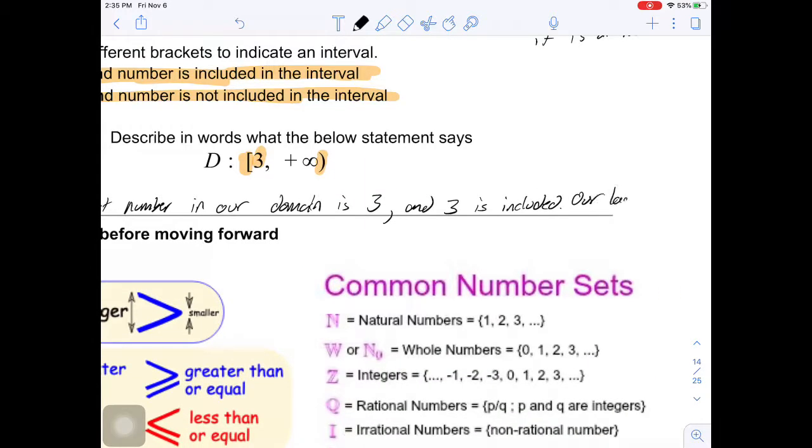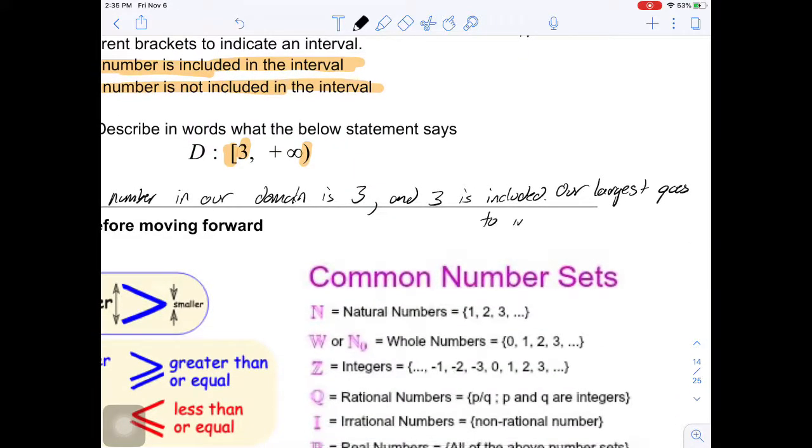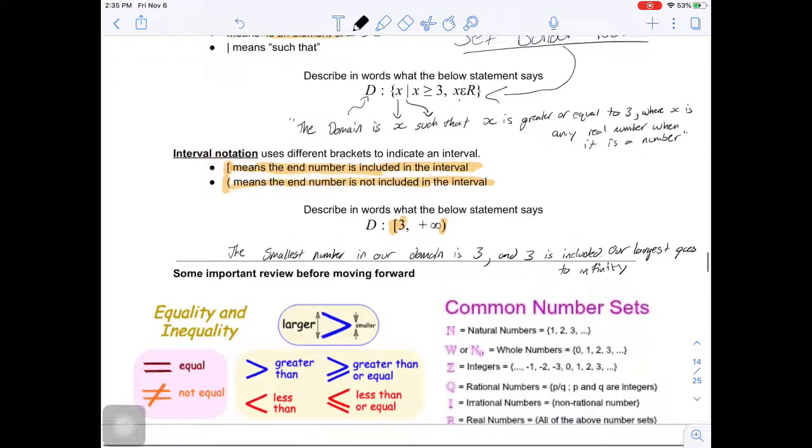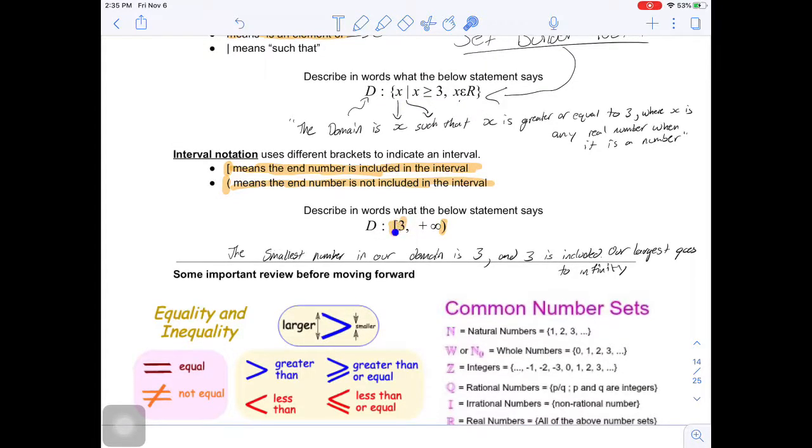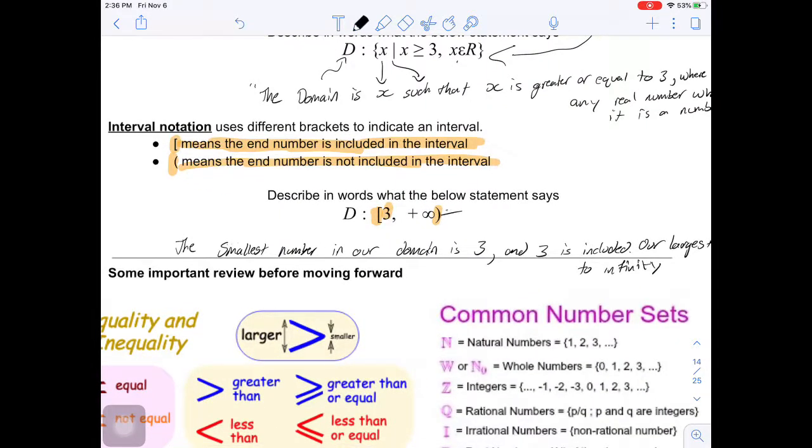Our largest number goes to infinity. Believe it or not, this explains the exact same domain as this: x would be larger than or equal to 3. So we go all the way to positive infinity. Recognize, we use a rounded bracket anytime we talk about infinity because you cannot equal infinity.